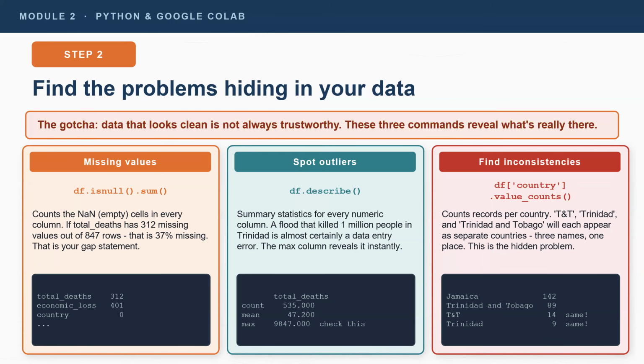For missing values, we use isnull.sum. To spot some outliers, we use .describe. And to find inconsistencies, we use .value_counts.